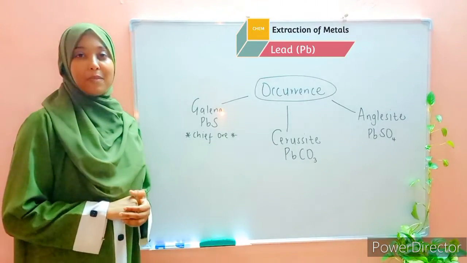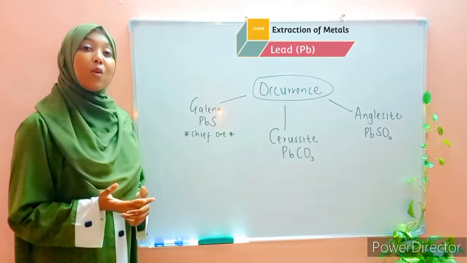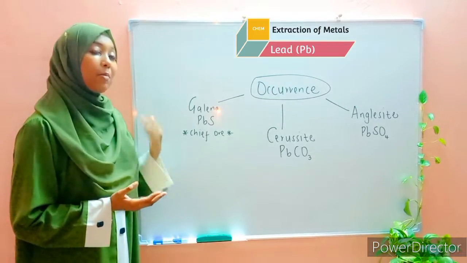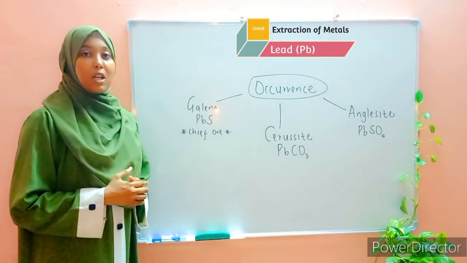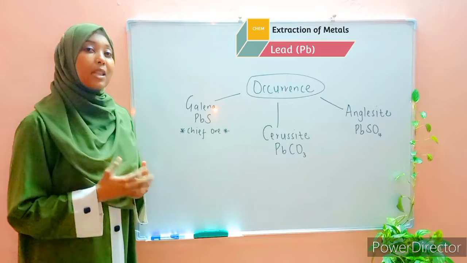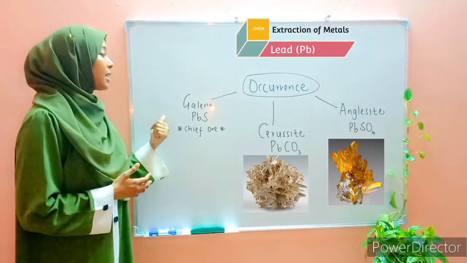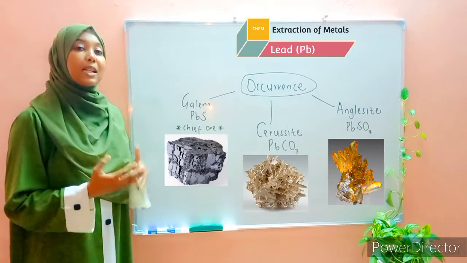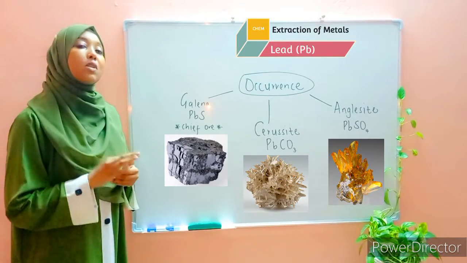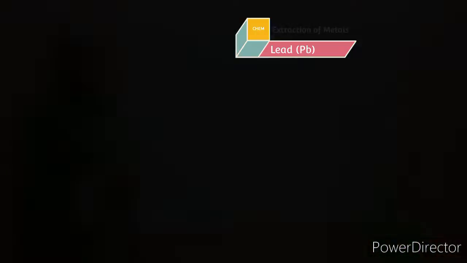Hello and welcome. In our lesson today, we are going to discuss extraction of lead metal from its ores. So lead has three main ores, and these are anglesite, cerussite, and lastly galena. Now galena is simply lead 2 sulfide and it's considered to be the main ore of lead.